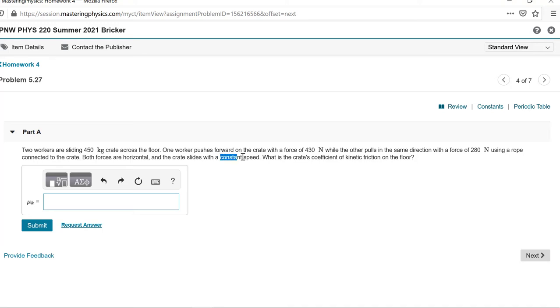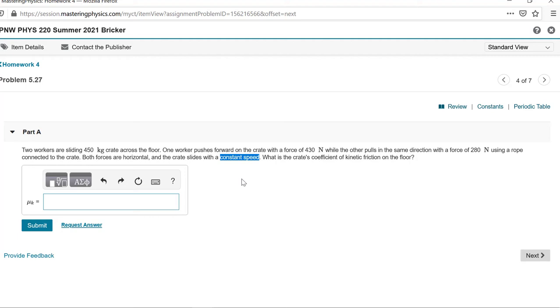This is a key piece of information here. Constant speed means the acceleration is 0. It means there's no net force. It doesn't mean there's no force. It just means there's no net force. Okay, what is the crate's coefficient of kinetic friction as it's sliding?